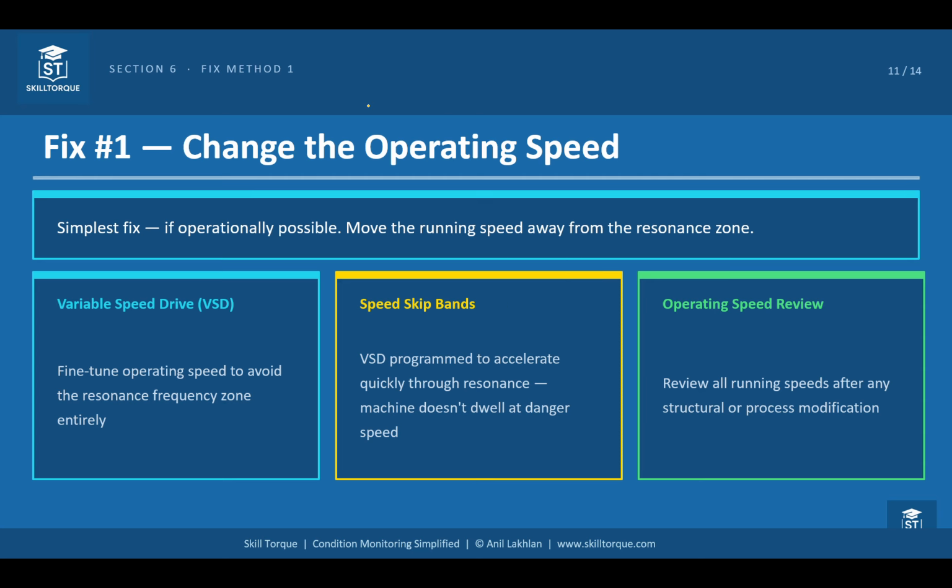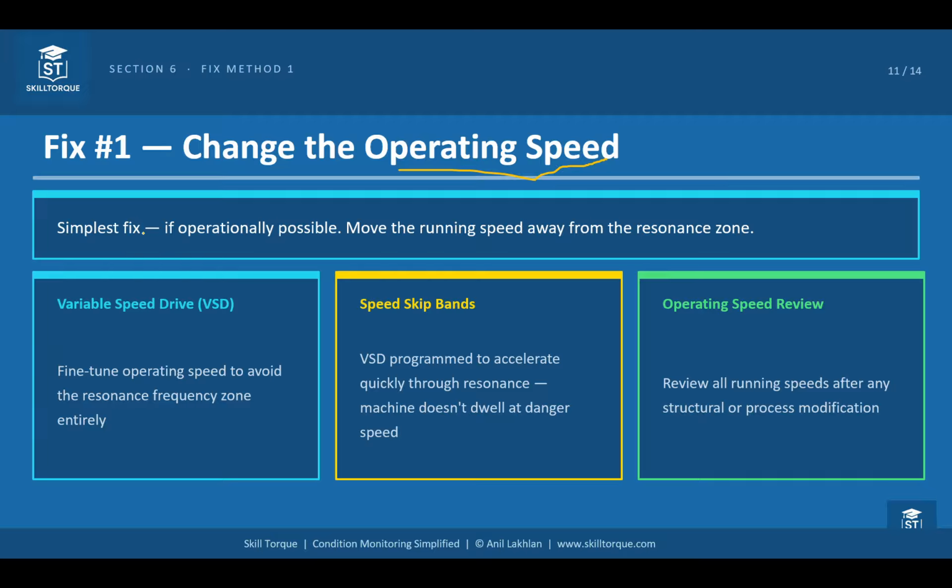The first method of controlling the resonance is to change the operating speed. The simplest fix, if it's possible, is this: if your machine is running at a speed that coincides with the natural frequency, the best thing is to try to move the operating speed away from it. Let's say the natural frequency is 1400 and you are using a VFD, just move it to 1500, or just bring it down to 1200 if your process allows it, right?